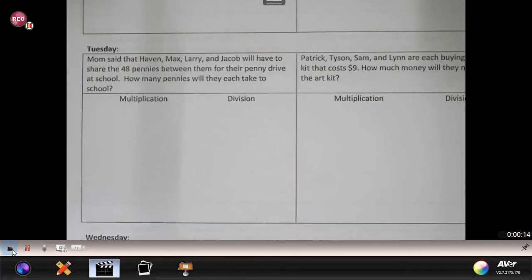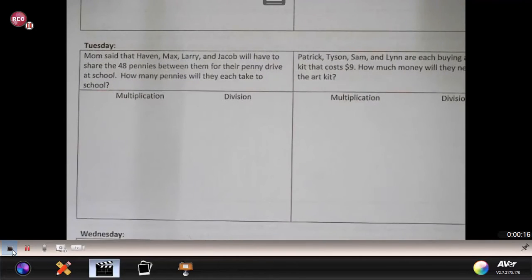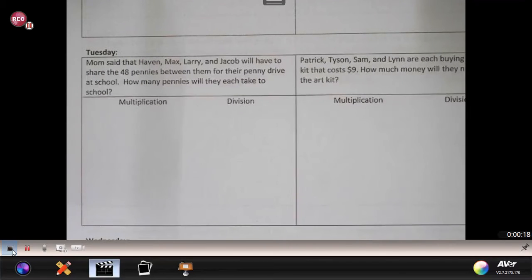So remember, these are going to get turned in, but I just want to give you a little bit of support to help you make sure that you're doing these correctly. So we're going to look at Tuesday's problems first, and then we're going to take a look at Wednesday's problems that you're going to do today. Tuesday's problems were yesterday. And so you can check both of these days' problems as we go along.